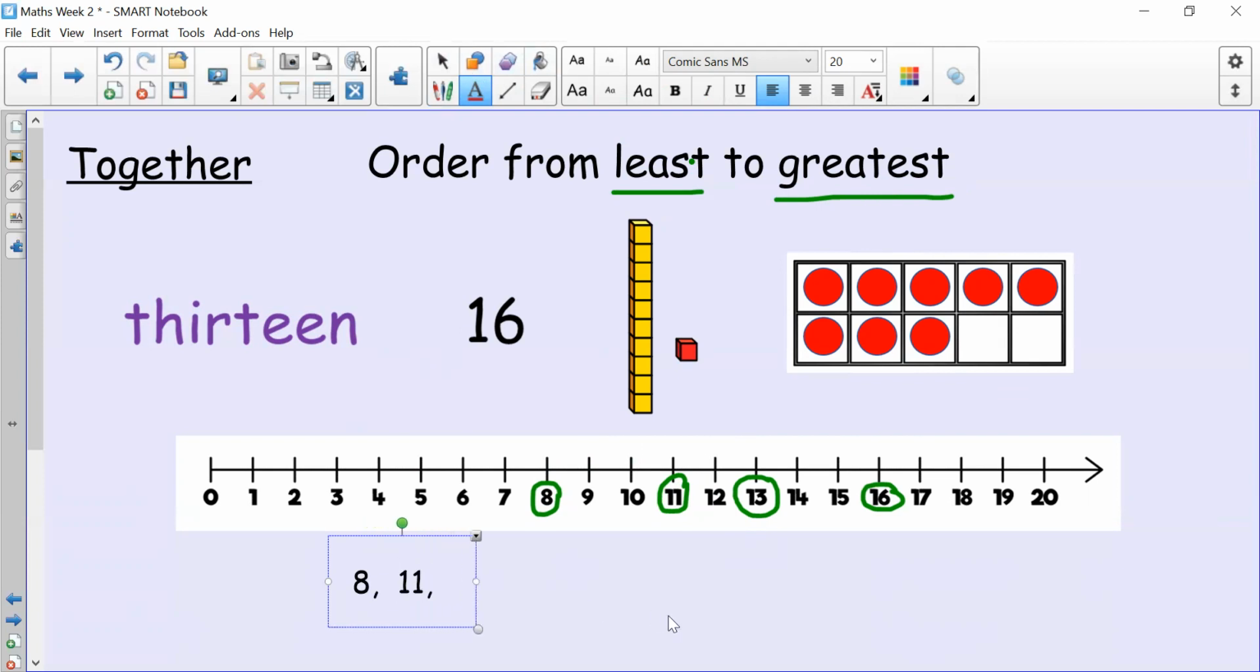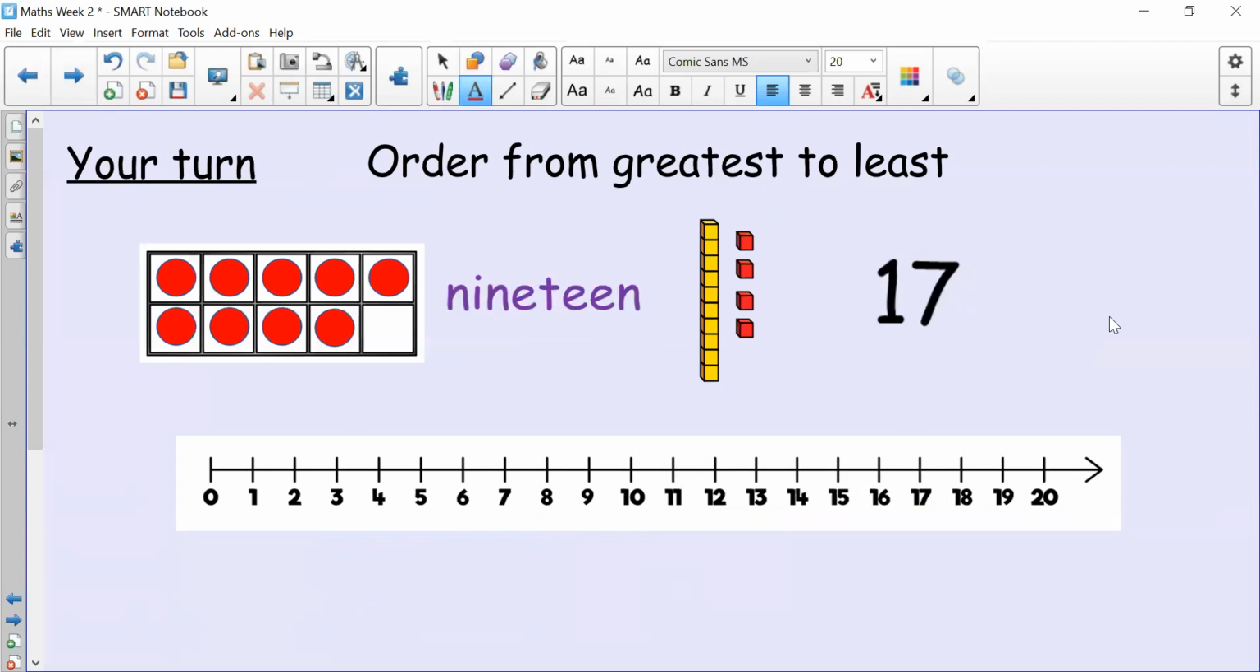11. Then 13. Then 16. Did you write them in that order too? Amazing.